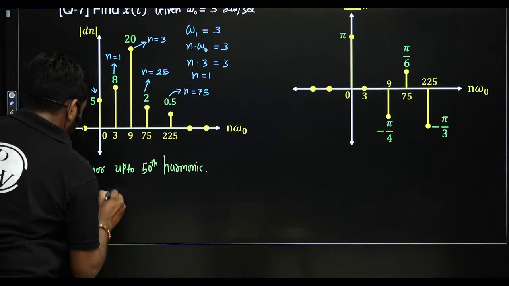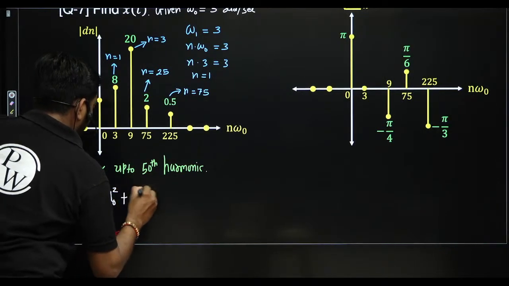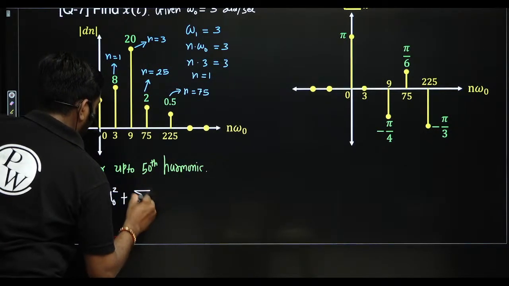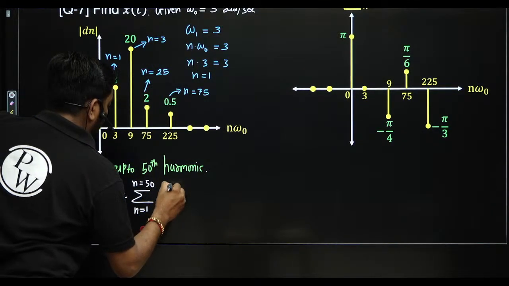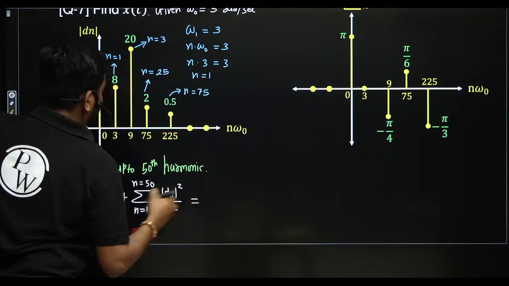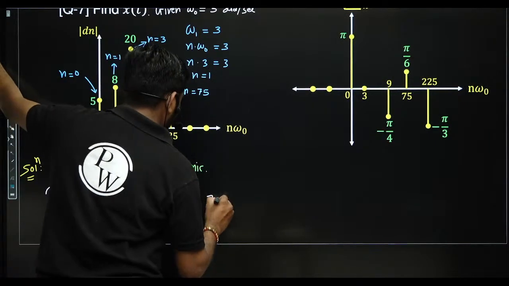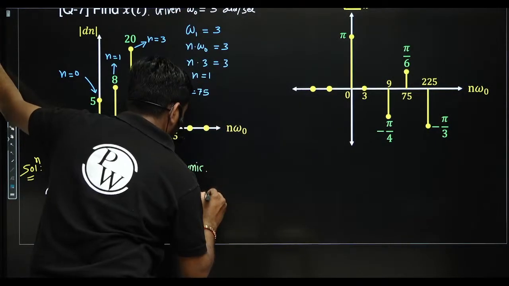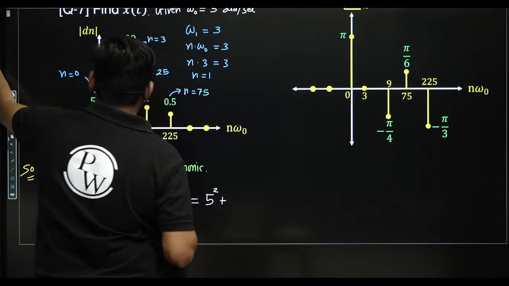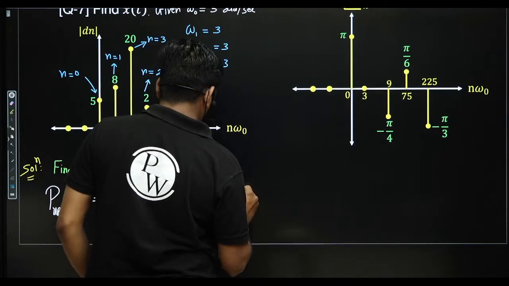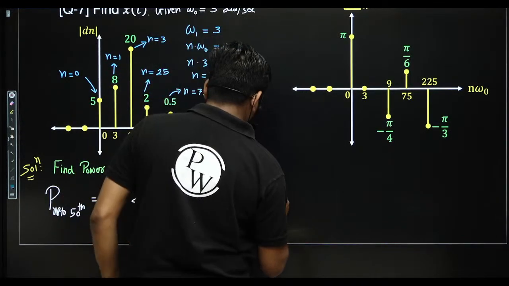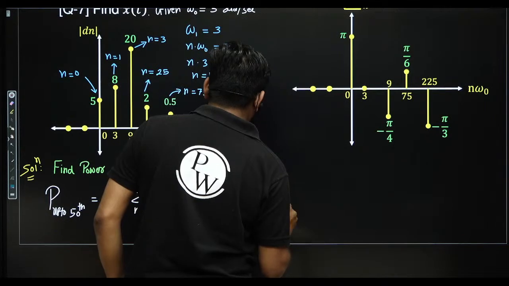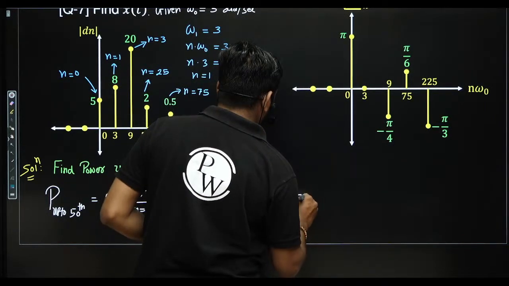the power is D0 square, that is DC square, plus the summation from n equal to 1 to 50 of mod Dn square by 2 guys. So here D0 square, that is 5 square, it should be 5 square plus 8 square by 2 plus 20 square by 2 plus 2 square by 2 guys, correct?